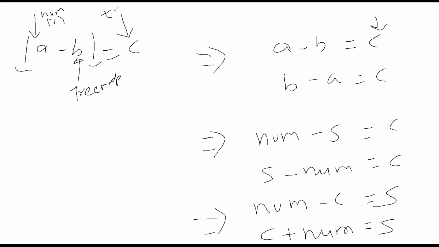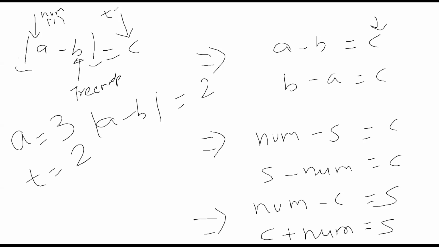There are 2 values. Let me give you an example. Suppose I have A equal to 3, target equal to 2. To get A minus B equal to some value T, which is here 2, I can have 2 types of values. 3 minus 1 will give me a mod value of 2. Or, let me do it the reverse way, 5 minus 3 is also equal to 2.